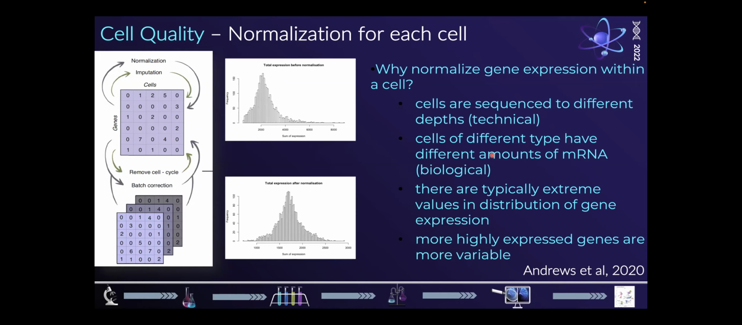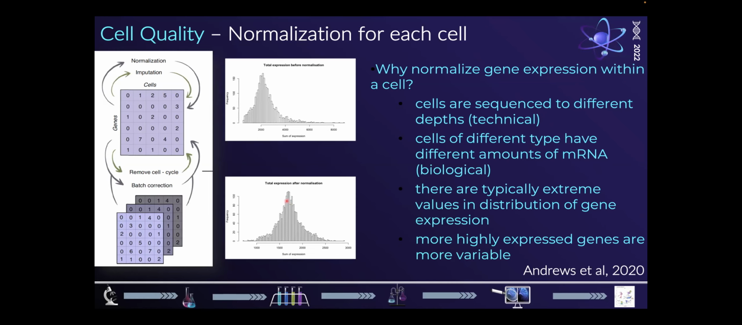And then sometimes you could have more highly expressed genes that are more variable. So you have, for example, the same gene that I talked about, CXCL10, having a very high expression in one monocyte, but very low expression in another monocyte. So what you want to do is normalize across all these monocytes so that you have relatively even cells. So that's cell quality and normalization.